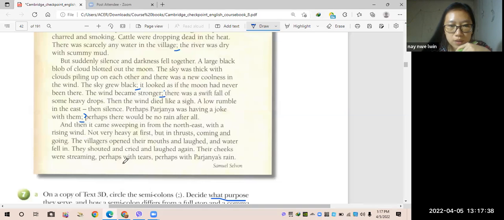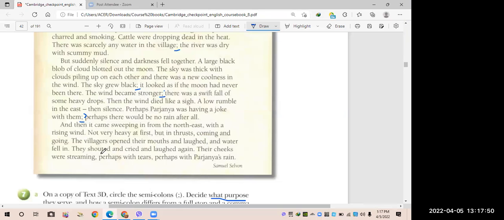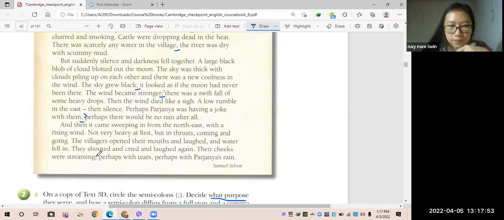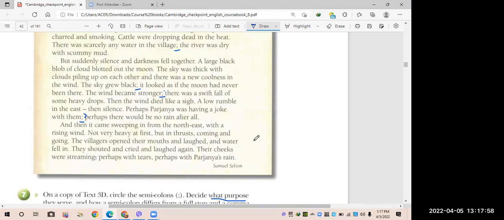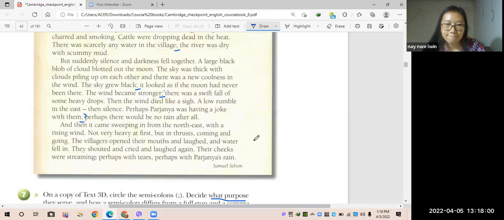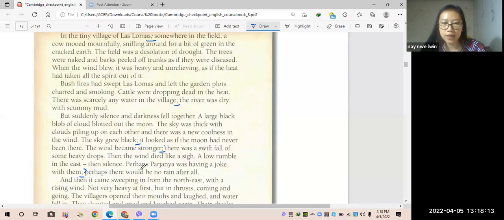So what do you want to put here, or here? Perhaps with tears, right here. Yes. But their creek was streaming. Yes, you can put it here too. So their creek was streaming, perhaps with tears or perhaps with continuous rain. So if you have a different idea from Aga, you can tell me too.